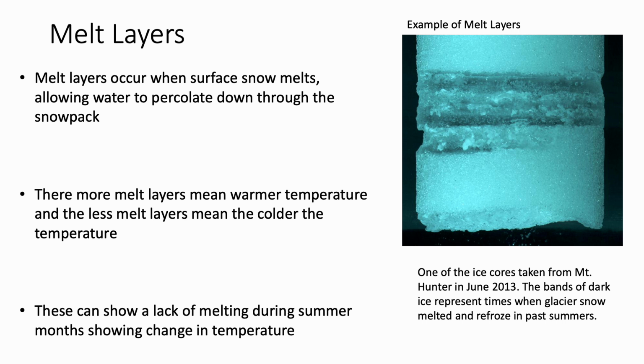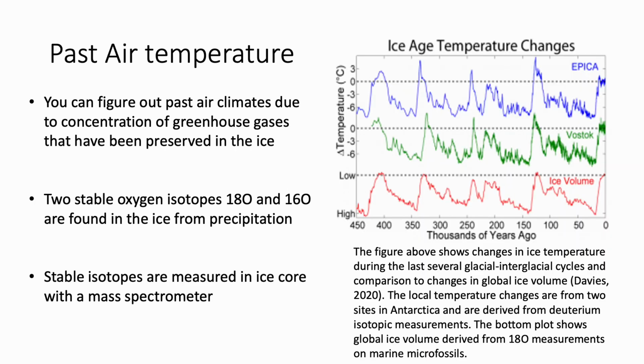The more melt layers mean the warmer the temperatures, due to the ice melting or the snow melting, and therefore the fewer of them means the colder the air temperature. These can show a lack of melting during some months, which could show a low air temperature in that period of time, showing there could be an ice age after it's been dated. And this picture just shows what a melt layer looks like.